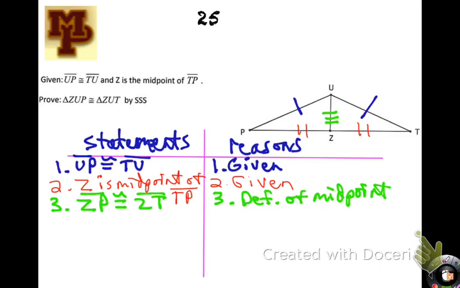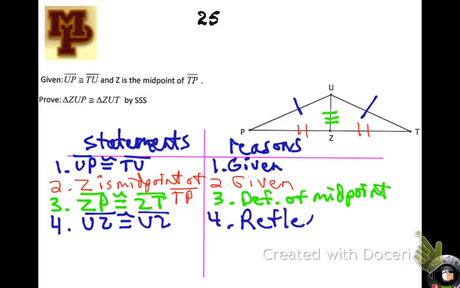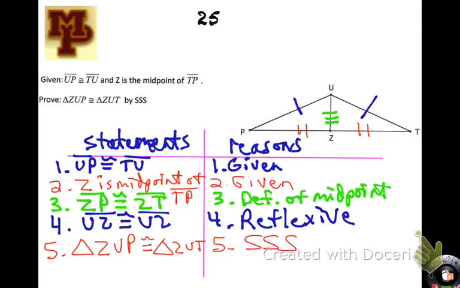And then we can use the reflexive property. So we can say that UZ is congruent to UZ, and that's reflexive. And then we've got our three sides. So we can say that the triangles are congruent. So triangle ZUP is congruent to triangle ZUT, and that's because of side, side, side.